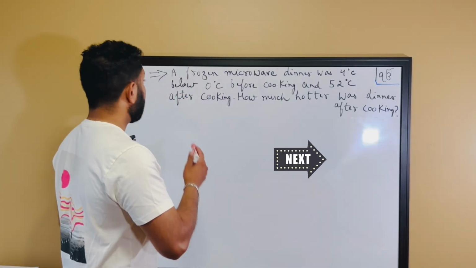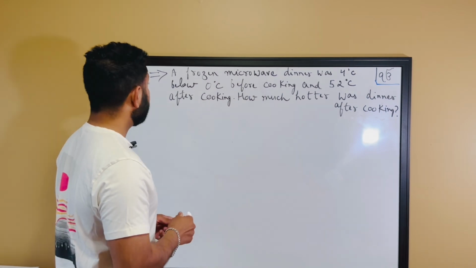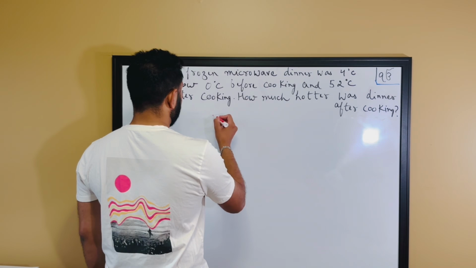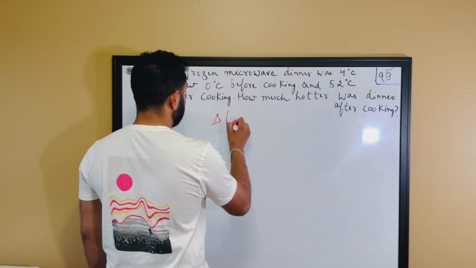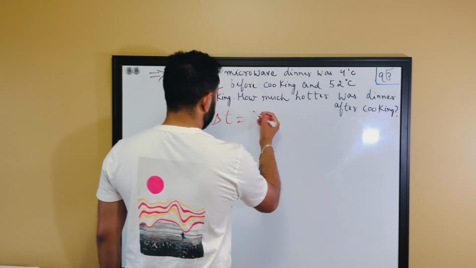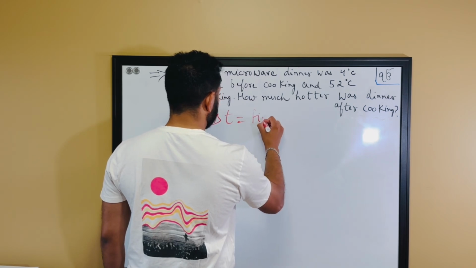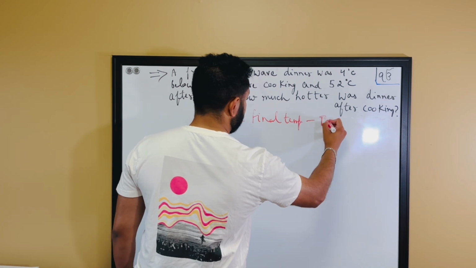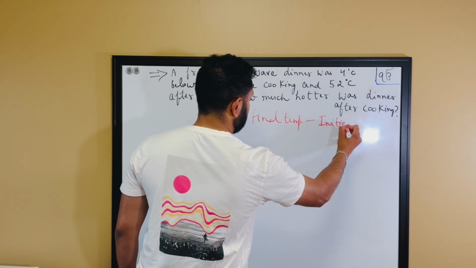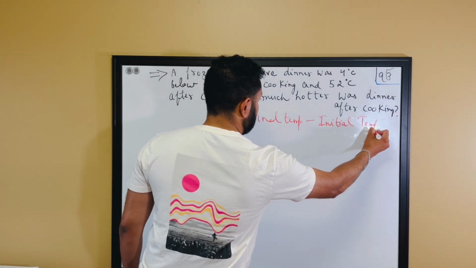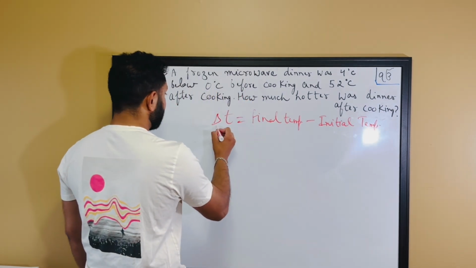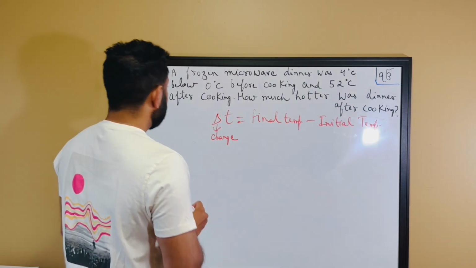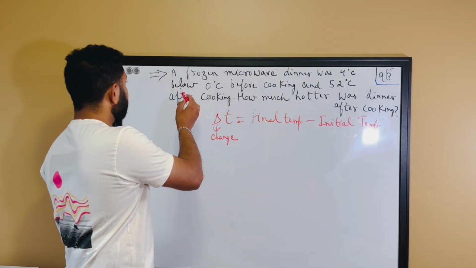Now we're going to do a problem related to temperature, but before that we need to know the formula of change in temperature, which is final temperature minus initial temperature. So delta T is the change in temperature. Now jump to the problem.